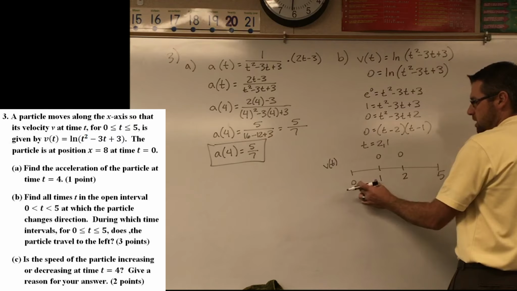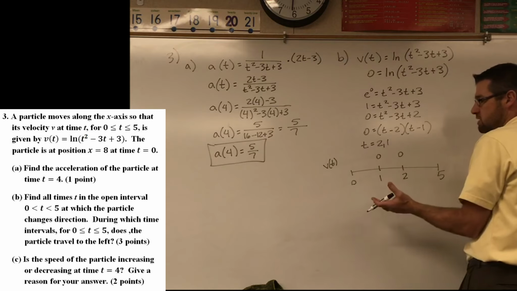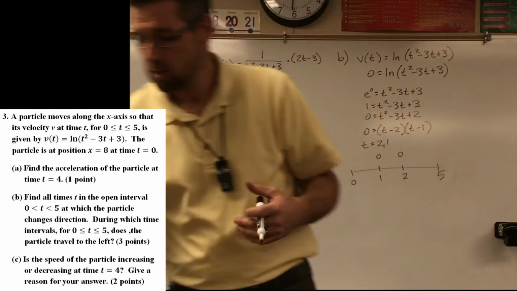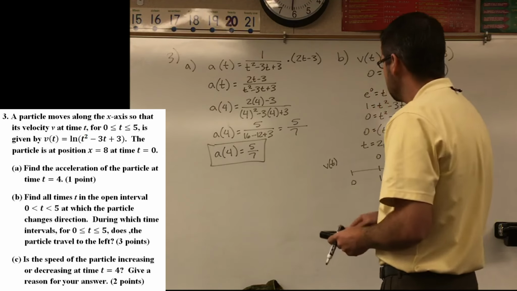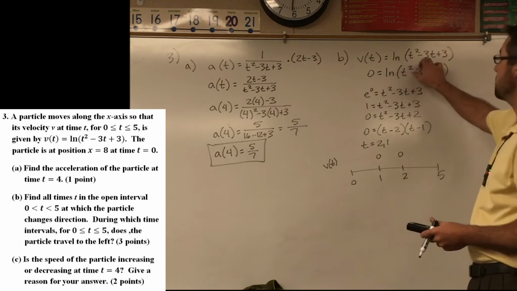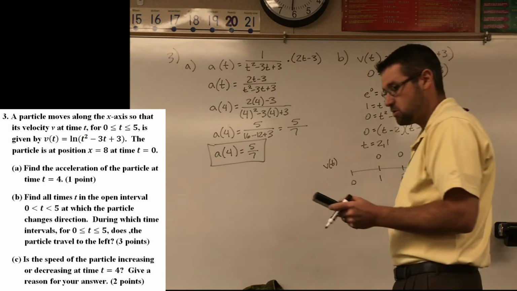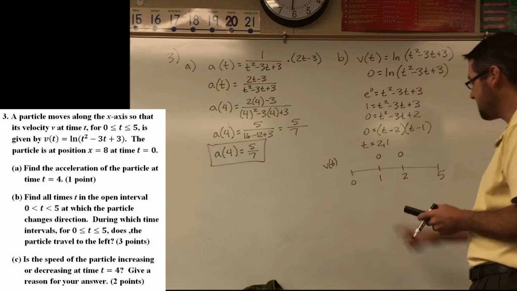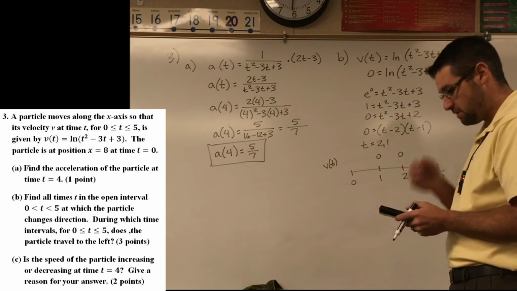And we're going to just pick numbers to plug in between these values in order to figure out the signs. This is where your calculator would be helpful. So if you type in your velocity function into your calculator, you're going to type in natural log of x squared minus 3x plus 3. And then you change your window so that your x minimum is 0 and your x maximum is 5, because that's what we're concerned with here. And then we go ahead and graph it.